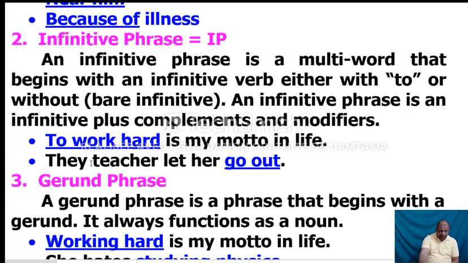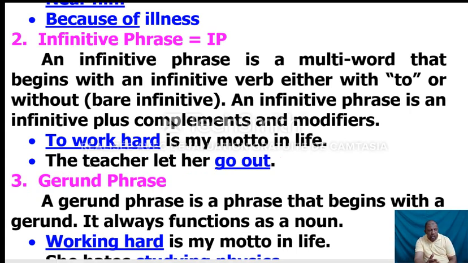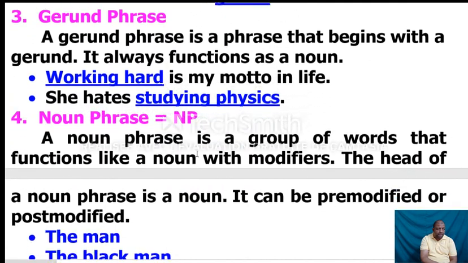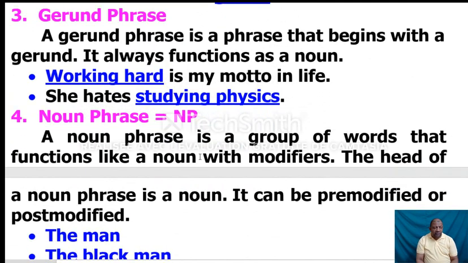The teacher let her go out. So in this case, we have go out. So go is a verb, but there is no to. This is what we call bare infinitive. Number 3, gerund phrase. It's a phrase that begins with a gerund.